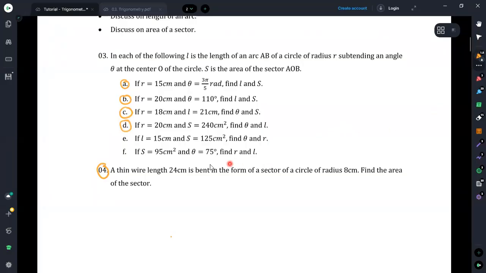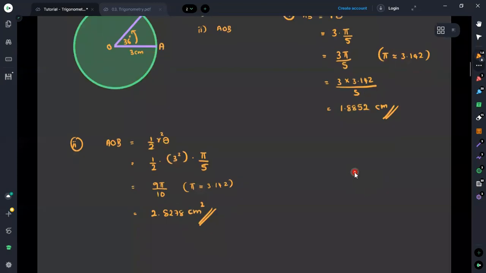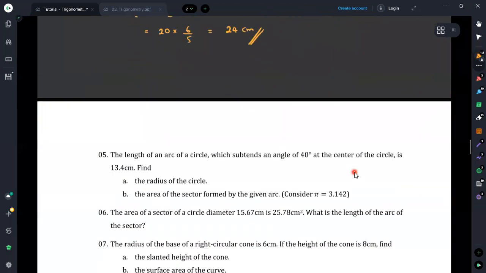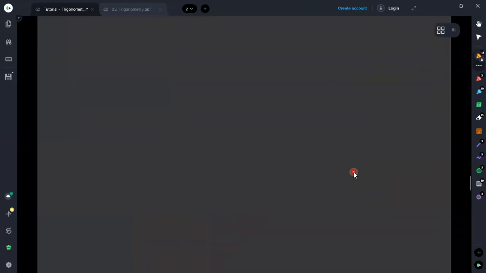In this question, it is saying that a thin wire having a length of 24 centimeters is formed into the shape of a sector of a circle having a radius of 8 centimeters, and we are asked to find the area of the sector. Okay, now we'll try to figure out this question first.